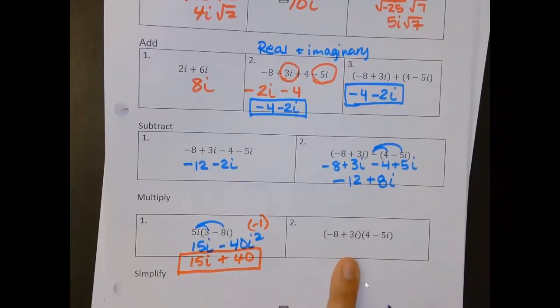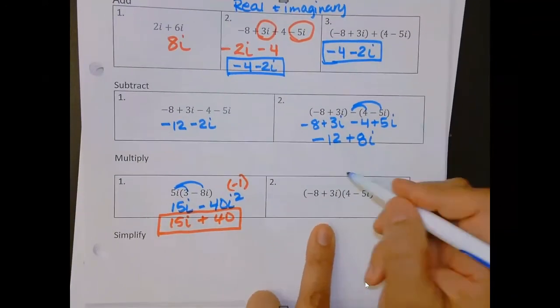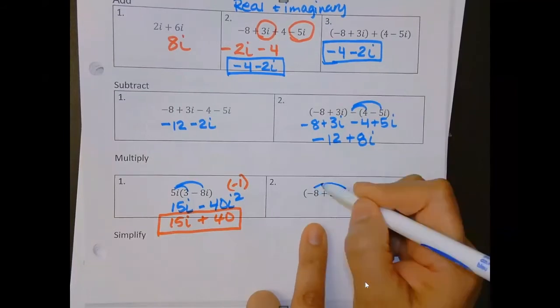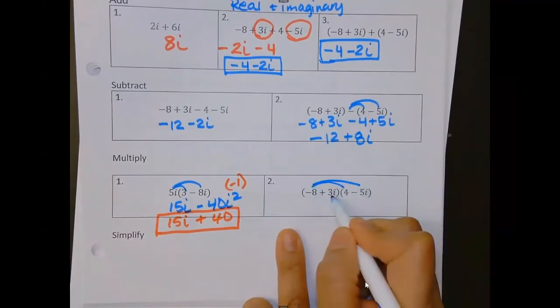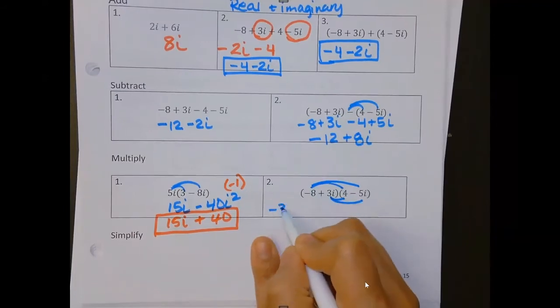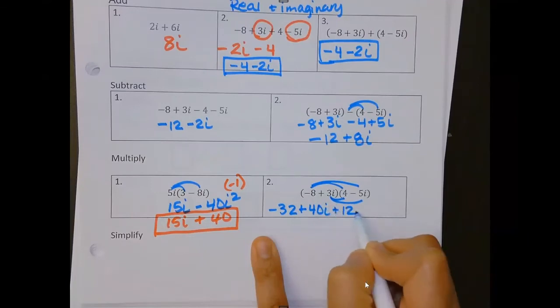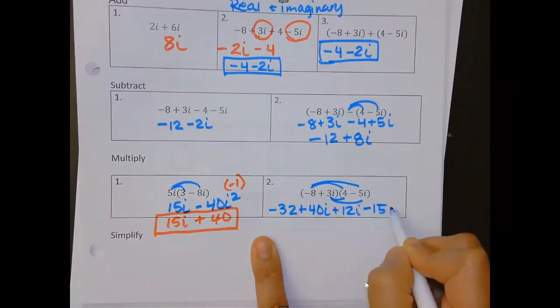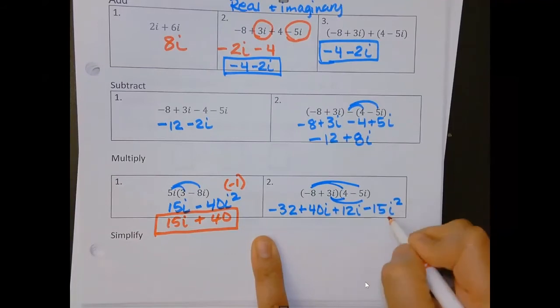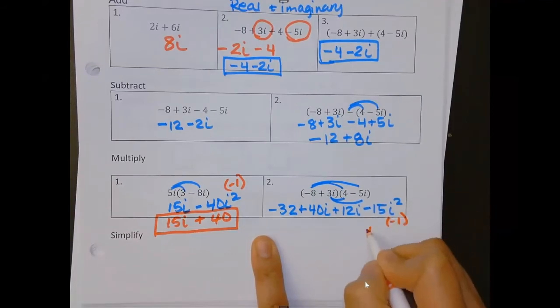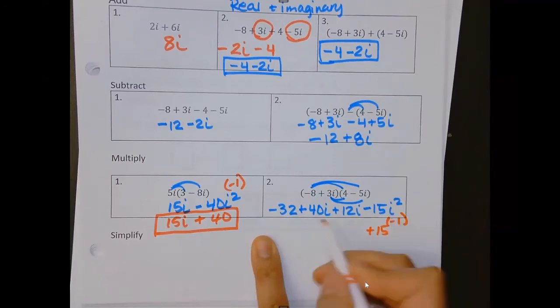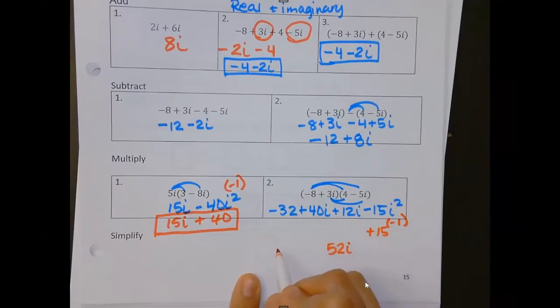Be careful multiplying this out. So you're going to do the same thing. That's a negative 1, so this is really a positive 15. Combine your like terms here. So we have a 52i. So we have negative 17.